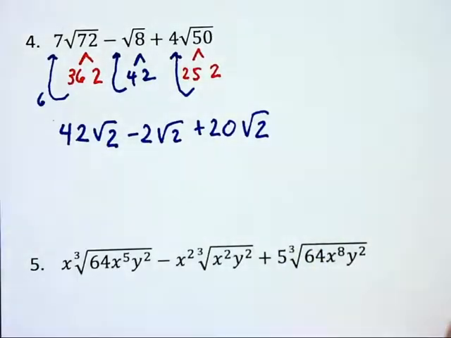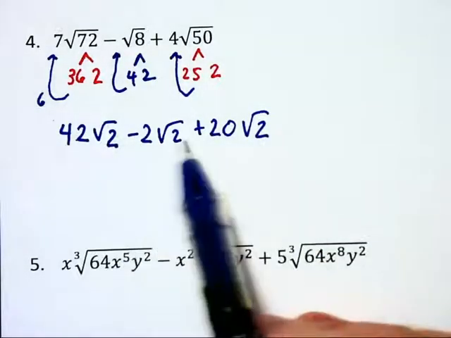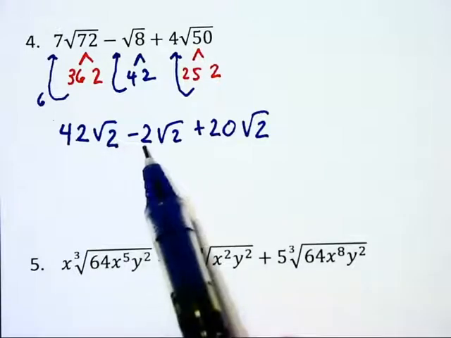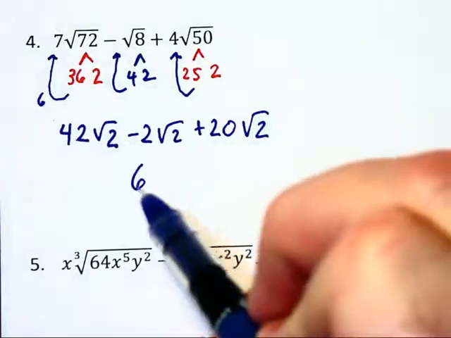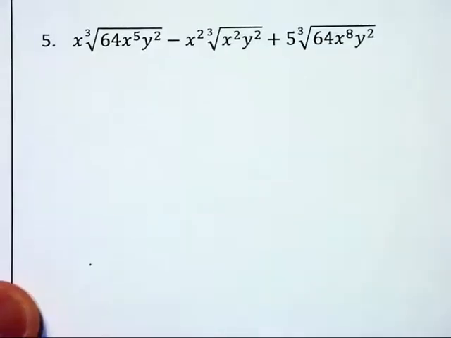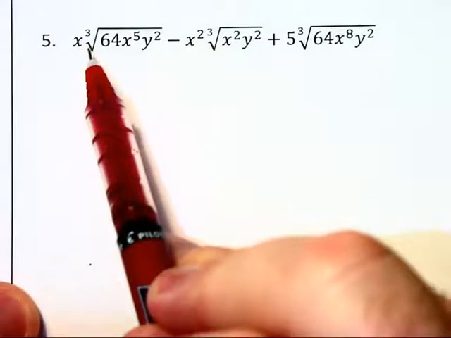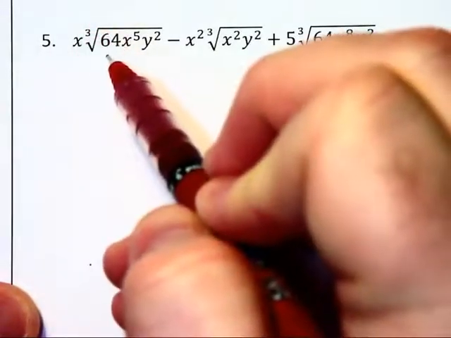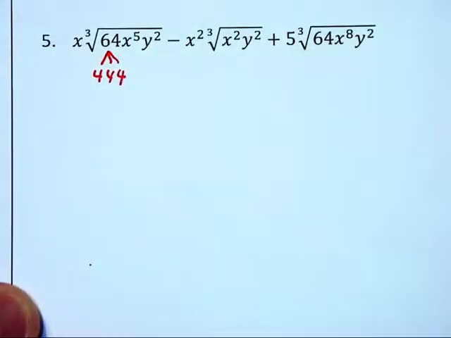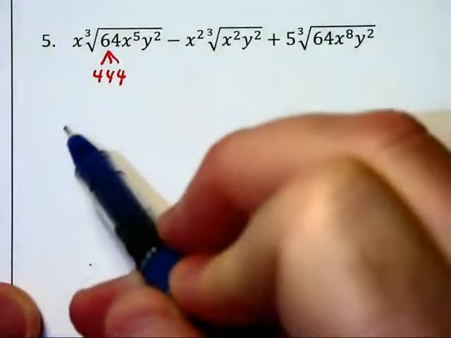Now we see that all of these are square roots with the same radicand, and we can just subtract across. 42 minus 2 is 40, plus 20 makes 60 root 2. For this final problem, we have a cube root inside here. 64 is 4 times 4 times 4, and so a 4 can come out front.